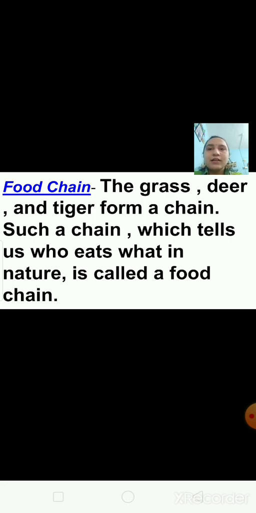Or we can say a food chain is a diagram that shows how food energy moves from one organism to another in an environment. Food energy moves along the food chain when one organism eats another. Now look at the second example. Yes, here corn. Corn is eaten by a rat and then the rat is eaten by a snake and the snake is eaten by an owl, right?